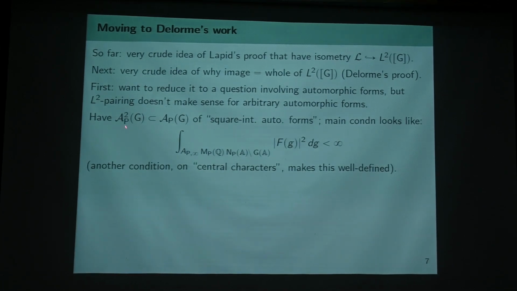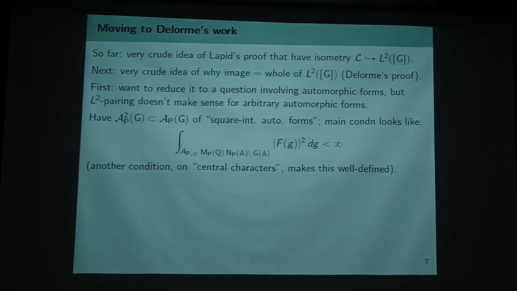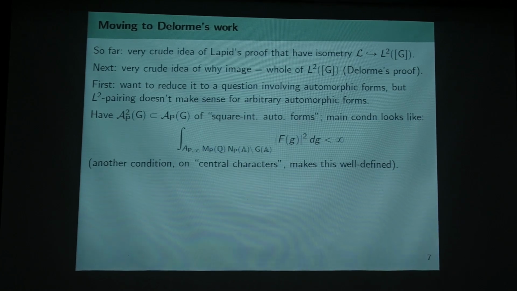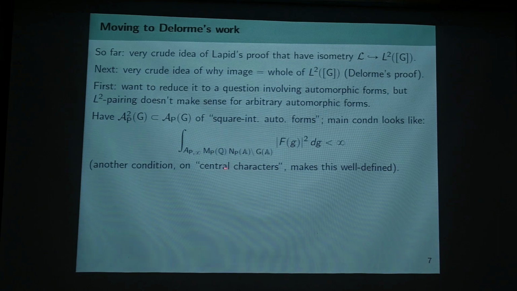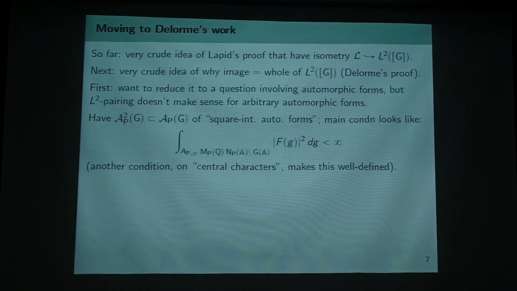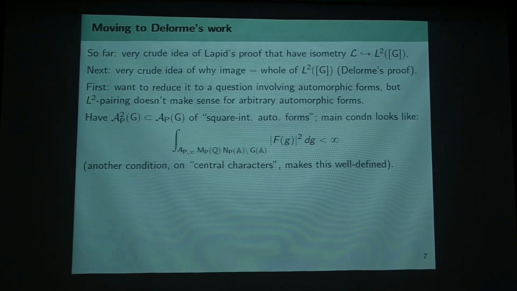So first of all, for each parabolic P, we will be interested in a subspace of what are known as square integrable automorphic forms, which are defined by some sort of square integrability condition. If P were equal to G, these would be just the L2 automorphic forms. But here P is not equal to G. There is another condition on central characters which makes this well defined. This space does not have an invariant integral, but the central character condition is exactly whatever is needed to get the invariant thing to come out.